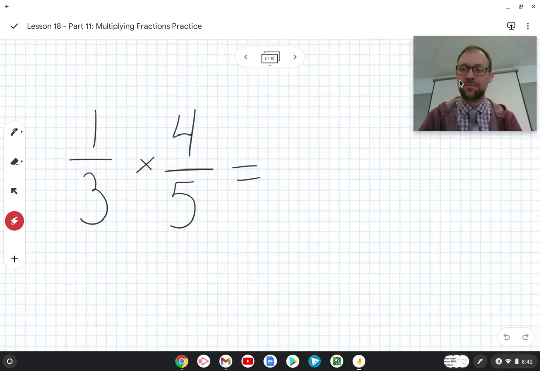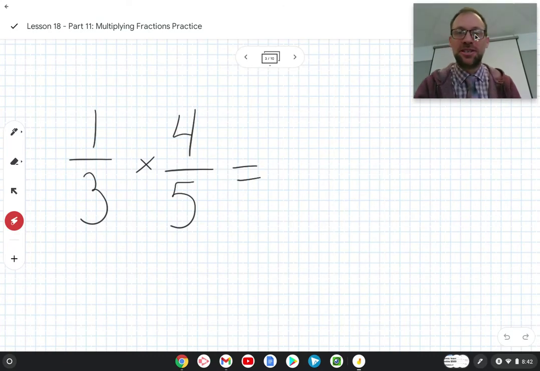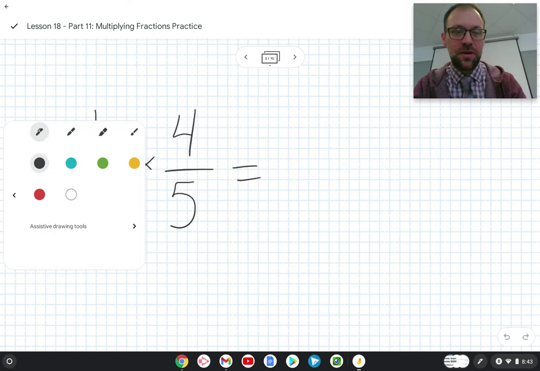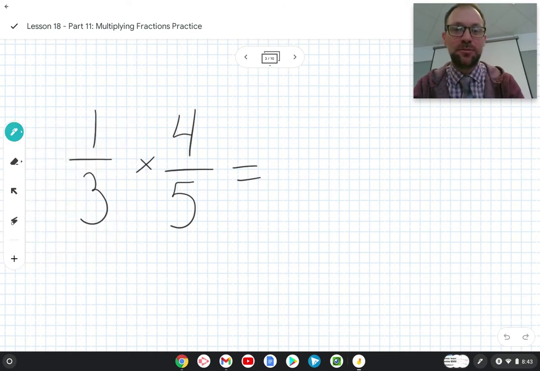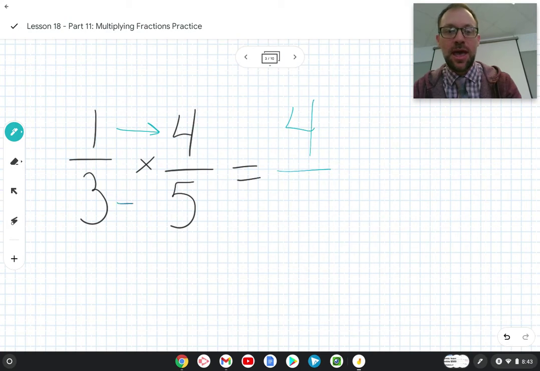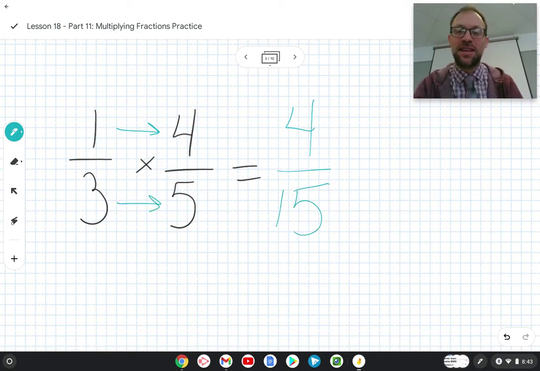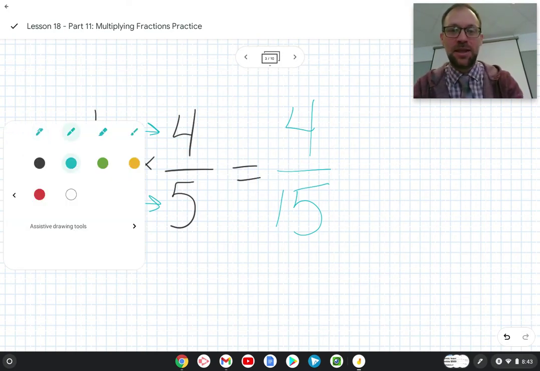Let's do it. Here we have 1/3 times 4/5. When we multiply two fractions like this, proper fractions that are already simplified, we simply multiply across. 1 times 4 is 4, and 3 times 5 is 15. 4/15 is our product, and it's already in simplest form. Next problem.